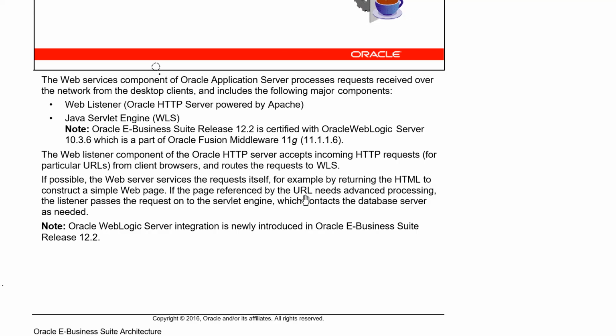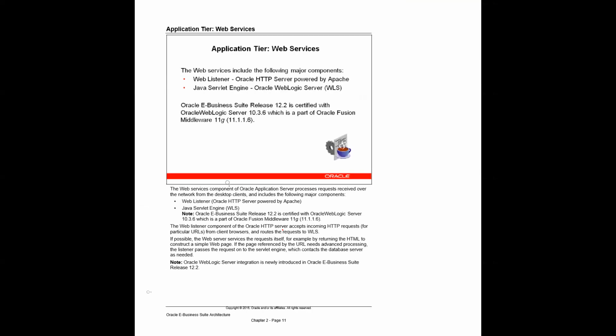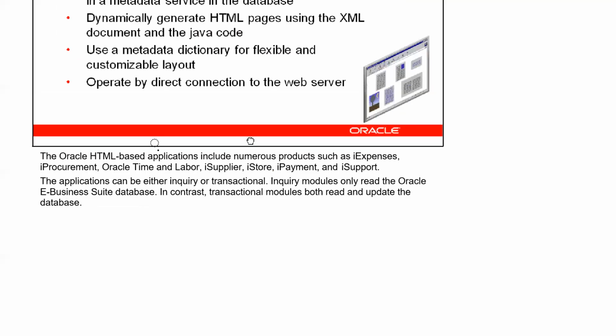If the path referred to by the URL needs advanced processing, then the listener will pass it to the servlet engine, which contacts the database server. It all depends upon what you're trying to interact with. If it is a simple HTML page, I will fulfill your requirement and give the output. But if you're going for advanced processing, maybe iProcurement or iStore, it has to pass to the servlet engine, and the servlet engine will connect to the database server. The big difference is that in 12.2, the Oracle WebLogic Server is integrated; it is newly introduced from 12.2 onwards.